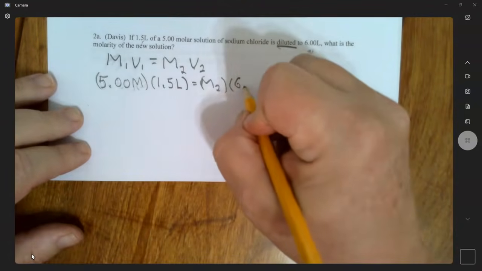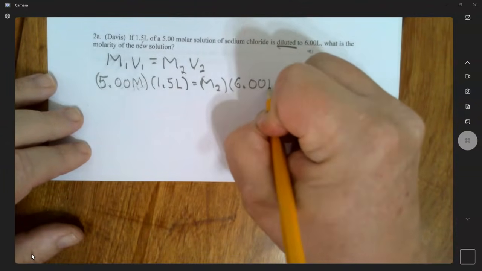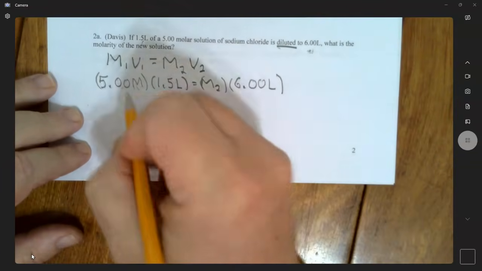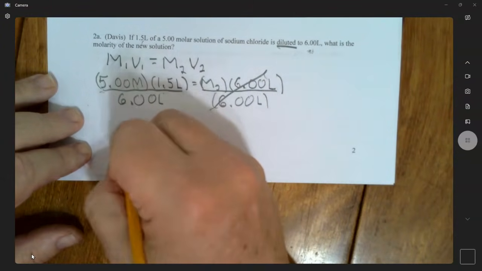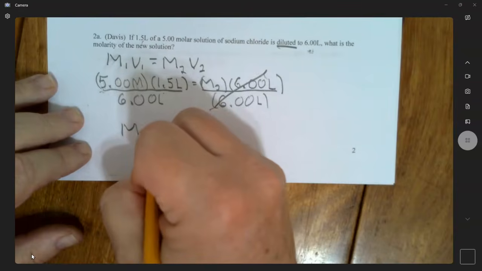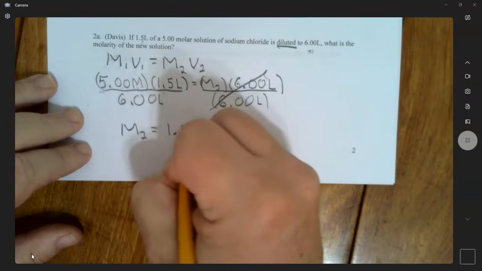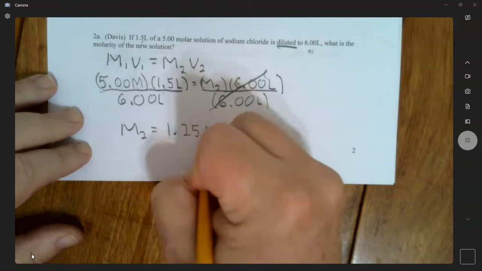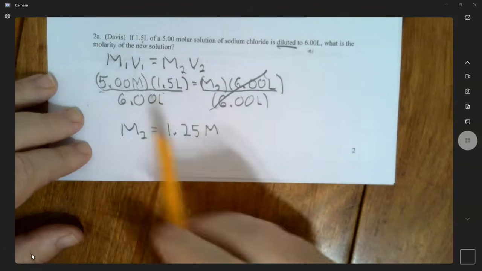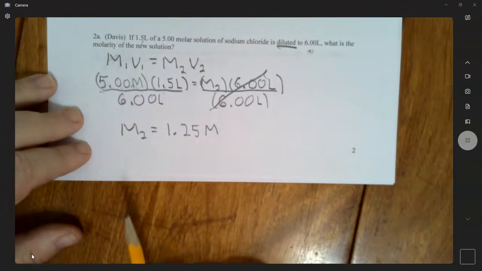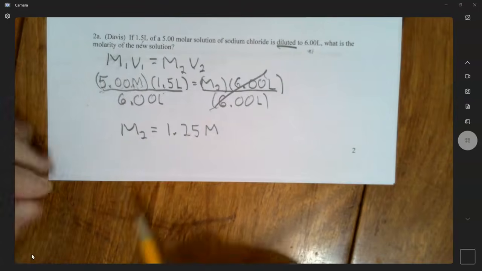So we're going to put that down here and do algebra, and we solve for M2. And that's going to equal 1.25 molar. So our lemonade was way too strong. It was 5 molar. We put a bunch of water in to make it 1.25 molar, reducing the concentration.